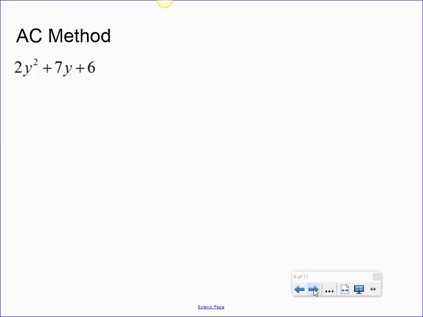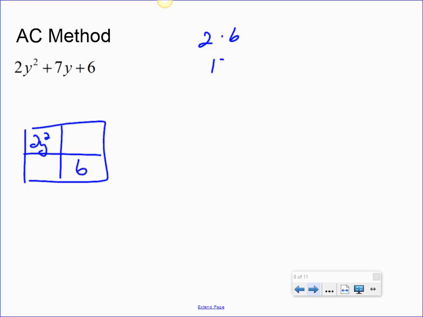Another one, AC method. Let's see if we can quickly work through this one. First of all, the box. I got 2y squared, a 6. So I'm looking for 2 times a 6 is 12. I'm looking for two factors of 12 that add up to a 7. Hopefully we're fairly quick at this. And we can see that I'd have a 3 and a 4. So this would be a 3y, this would be a 4y.